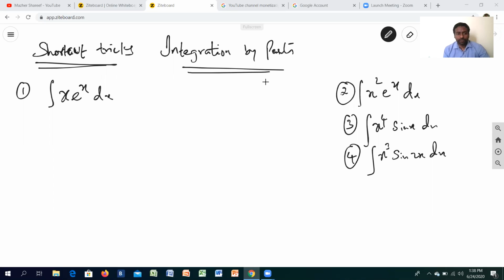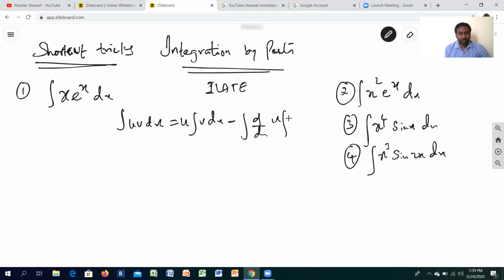Generally, when students are given this in a written paper or in MCQs, they do it the general way with the formula integral of u v dx, where u is the first function and the second function is chosen by the ILATE technique. You all know it: inverse, log, algebraic, trigonometric and exponential. That's how students will do it. But today we'll be learning the shortcut way of doing it.